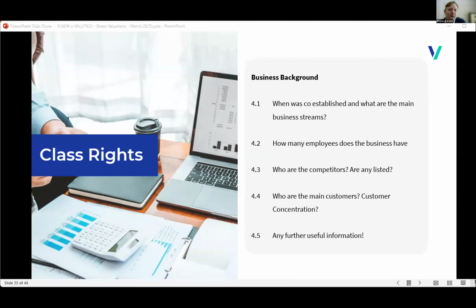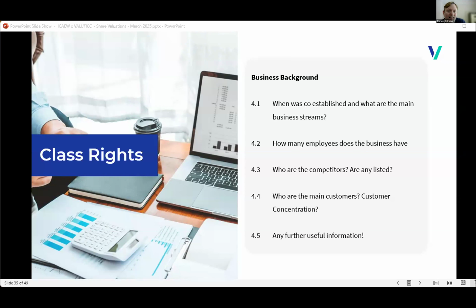Business background then. So understanding the business background is also a critical part of the share valuation. It provides context for the company's operations, competitive position, and financial outlook. Several factors need to be considered here. So we'll look at the company's history and business streams. When was the company established? What are the main revenue generating activities? We'll also look at the nature of the business and its evolution over time, which can influence things like risk and growth expectations.